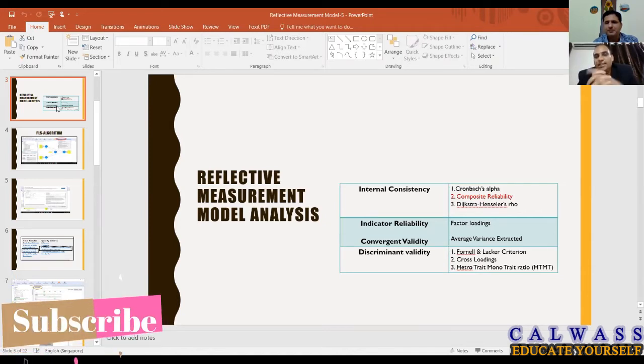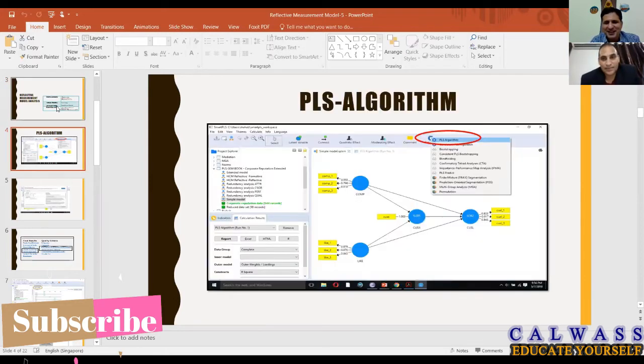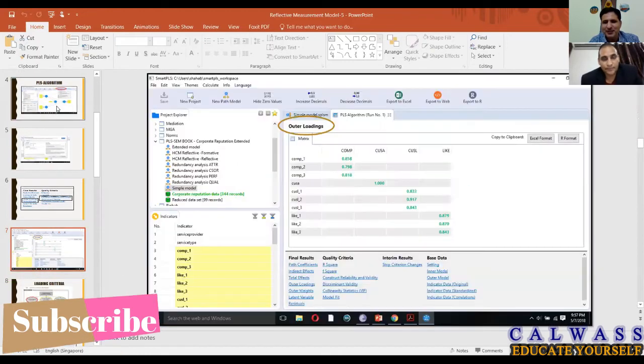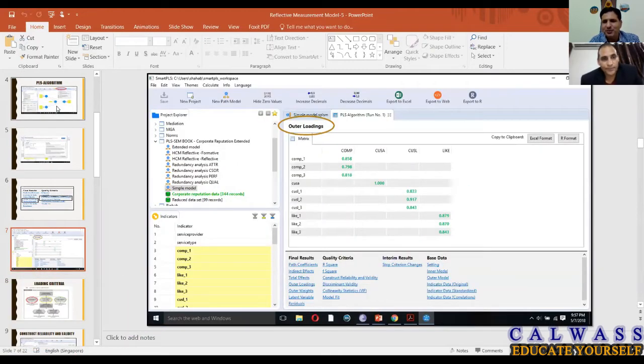Indicator reliability is to what extent an indicator is loading onto the construct. These are bit technical terms, but since the participants are very new in the research field, they are yet to know about discriminant validity and convergent validity.